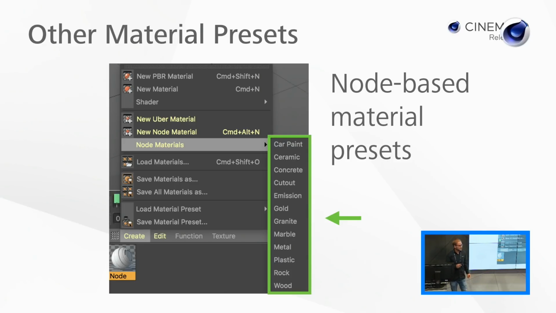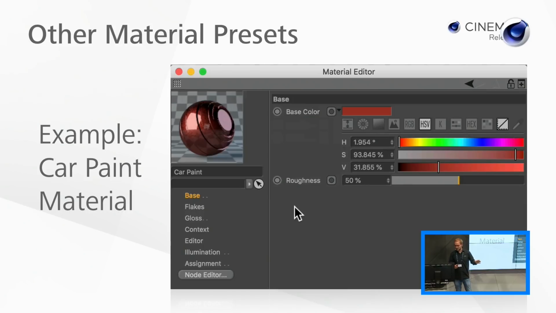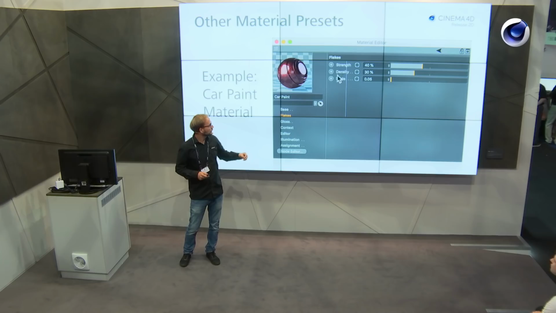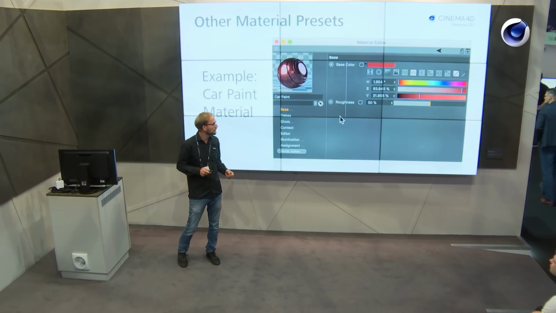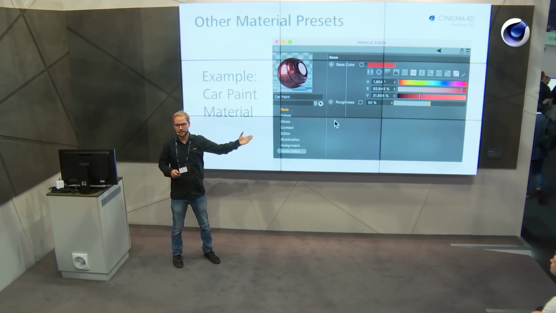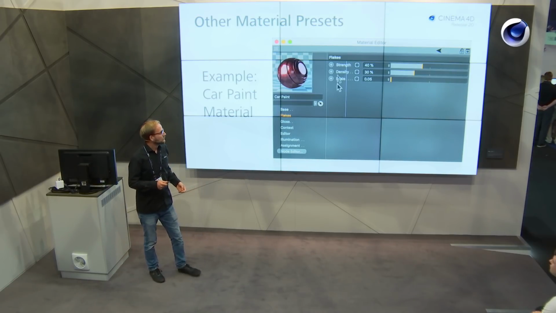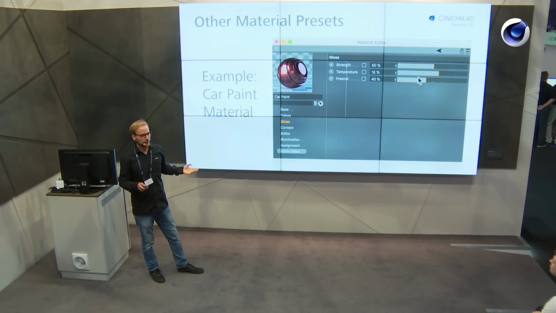We also provide you with more presets, like a car paint material or a concrete or a gold or metal material. And those materials come with this reduced material interface that I mentioned before. Look at this. We just have 3 channels here: the base, the flakes, and the gloss channel. And they've got a very reduced interface. So here you can set up the flakes of the car paint material. Here you can set up the gloss or the clear coat. And in the base channel, you can set up the color. And you can create those materials yourself using the node-based material system.